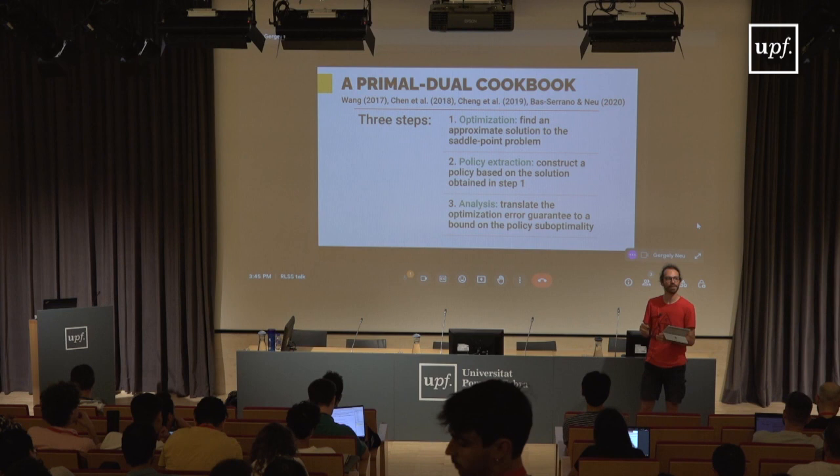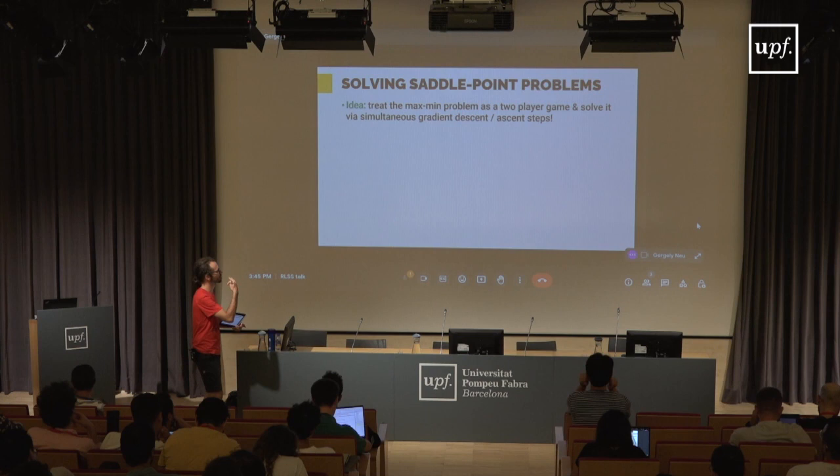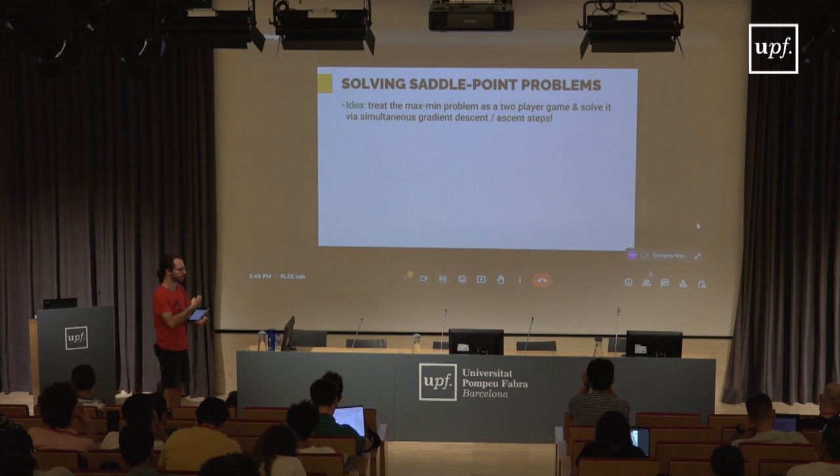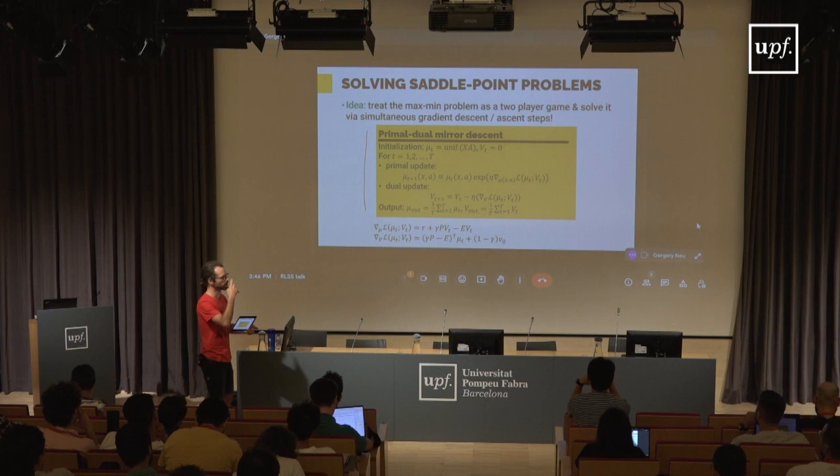All right, so let's start cooking. The idea, as I said, is to treat this problem as a two-player game and run learning dynamics for both of the agents in a way that we hope converges to a saddle point. The precise algorithm is essentially just gradient descent for the primal and the dual players, with some extra twist that I'm going to explain in a second.